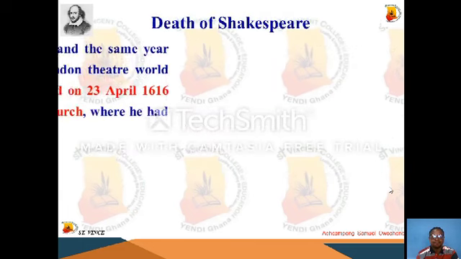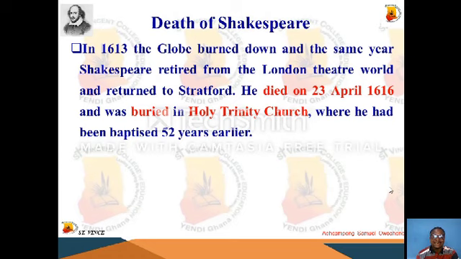Good. Now, in 1613, the Globe burned down, and in the same year, Shakespeare retired from the London theatre world and returned to Stratford. The Globe was actually the biggest theatre in Shakespeare's time in London. And that is where most of the plays were performed. It's like the hub, like the national theater of our time. So it got burned down. That is where they make their trade. That is where they earn their living. So when it got burned down, he had to retire to Stratford.